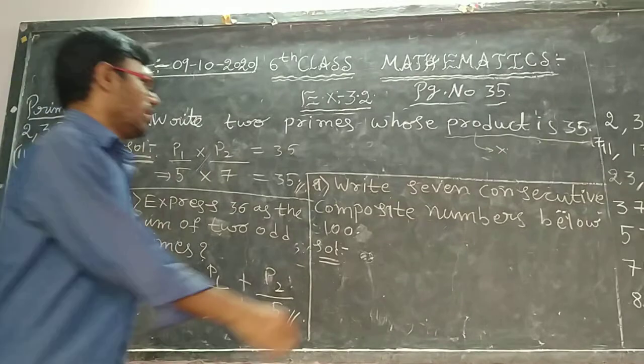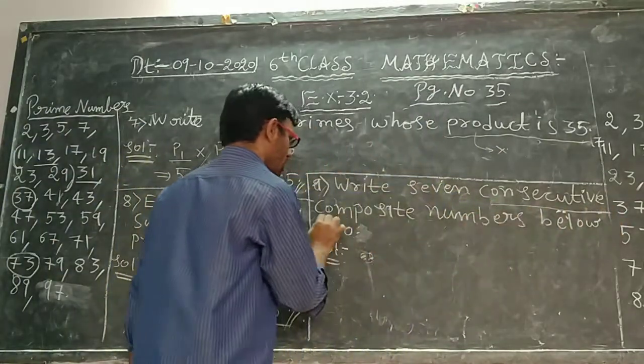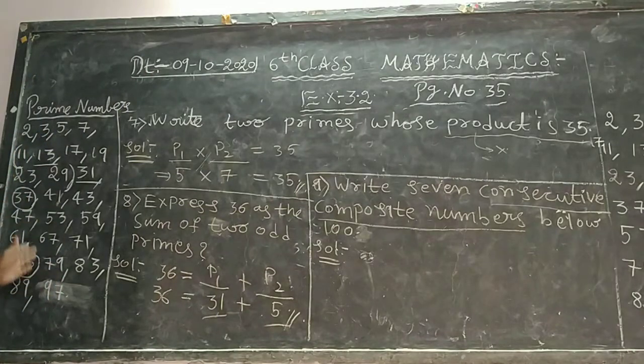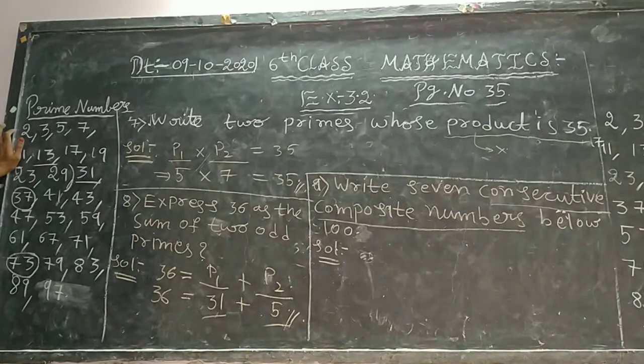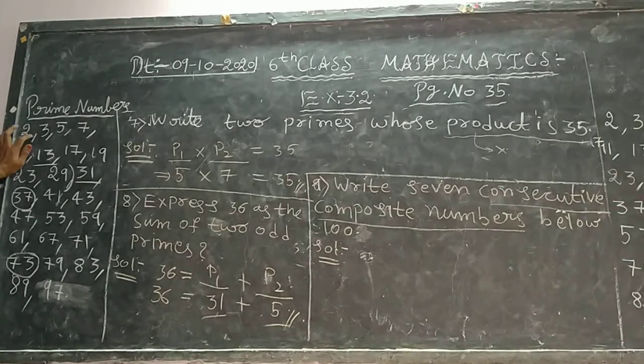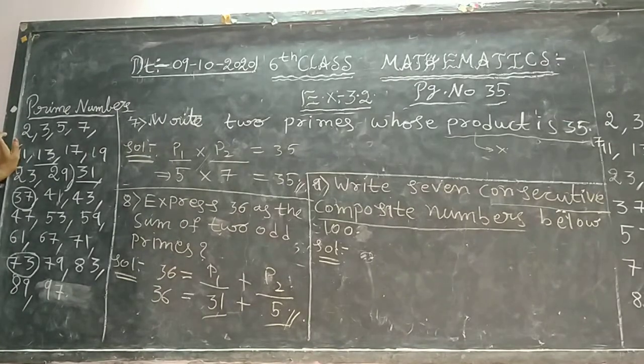So first of all, what is a consecutive? What is a composite number? Composite numbers are those other than the prime numbers. So except the prime numbers, the remaining numbers are composite numbers. One is neither prime nor composite. One is remaining. So after 2, 3, then 4, 6, 8, 9, these numbers are called composite numbers.